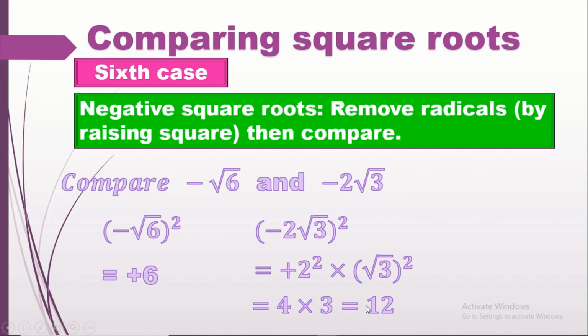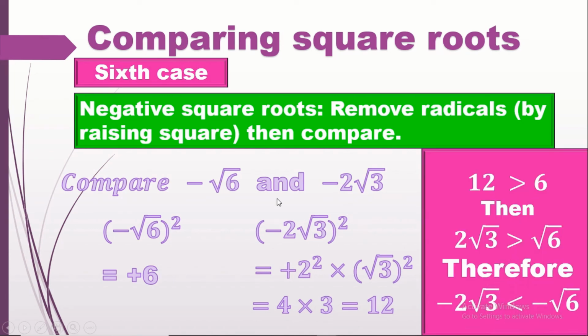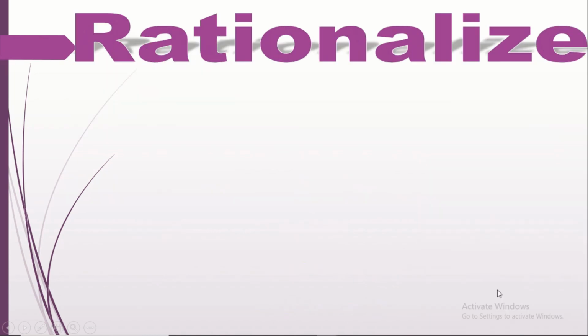Well, 12, if you note, is greater than 6. But we should keep in mind that we are comparing negative numbers. 12 greater than 6 gives us, as a comparison of positive terms, 2 radical 3 should be greater than radical 6. But here we have minus 2 radical 3 and minus radical 6. Since we have minus, then the greater becomes the smaller. So minus 2 radical 3 is less than minus radical 6.